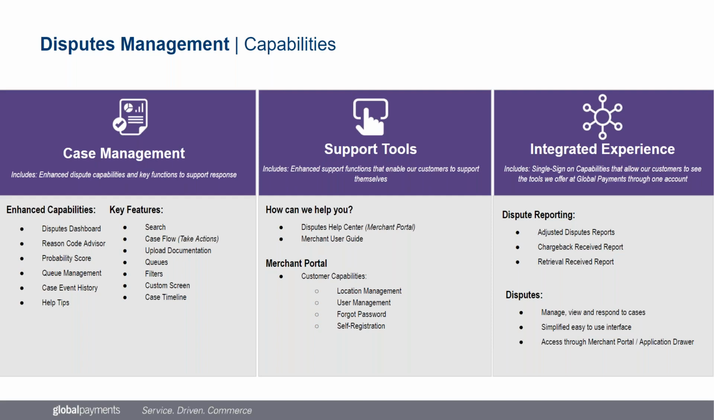But we also have enhanced capabilities. We have the dashboard. We have a new reason code advisor. We have a probability score. As I mentioned, queue management. And then we also have something called case event history, or a case timeline. That is going to allow you to see all of the different steps that took place in the particular case that you're working on.